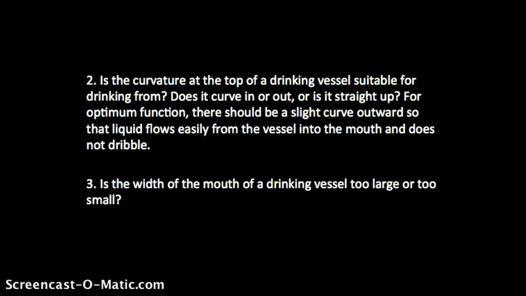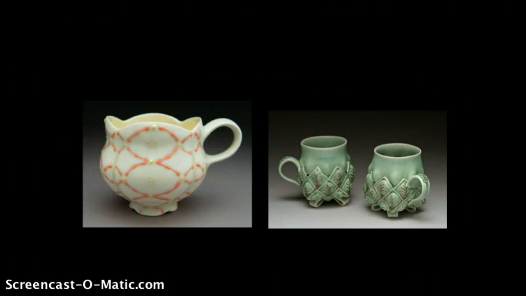Number 3, is the width of the mouth of the drinking vessel too large or too small? Here you see that the mug on the left might be difficult to drink from because of the scalloped edge. When drinking, the liquid might drip out awkwardly. On the right, you see an example of a lip that has a slight curvature outward for optimum function.